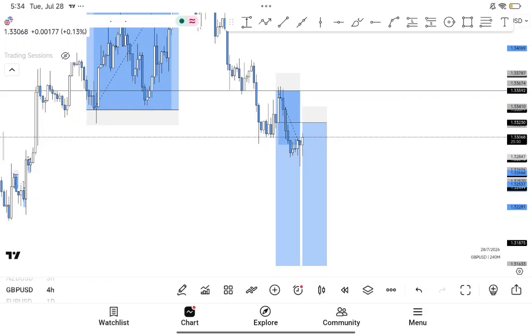So today we're going to be talking about directional bias and picking the right entry key level.